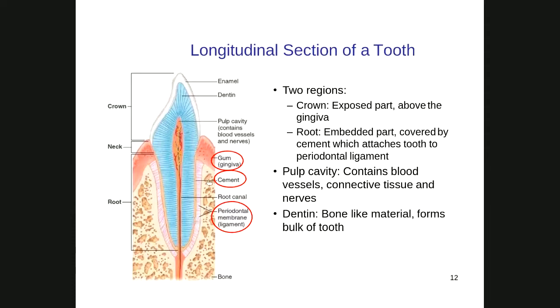Okay, and then in the middle of the teeth we have the pulp cavity, which contains the blood vessels and nerves. Okay, and the dentine makes the majority of the teeth material. On the surface of the teeth we have the enamel region, which has a slightly different composition, and is much harder compared with the dentine material.